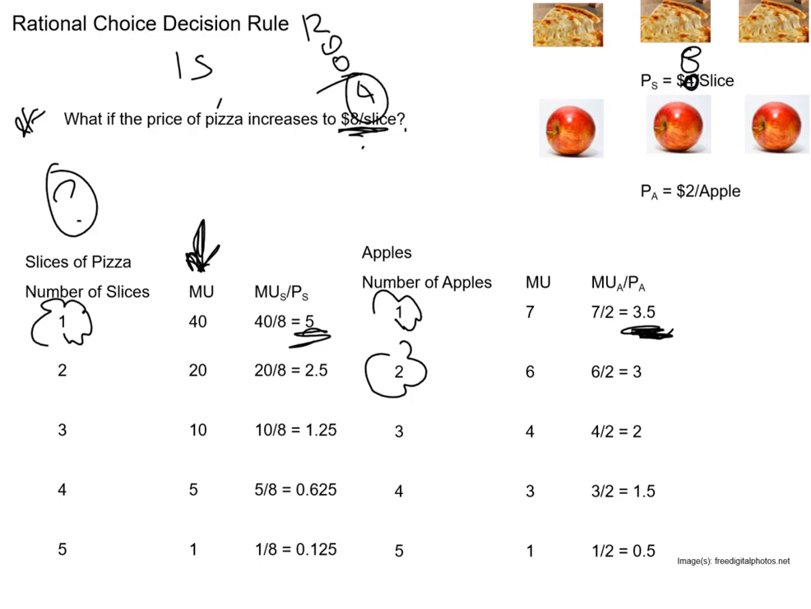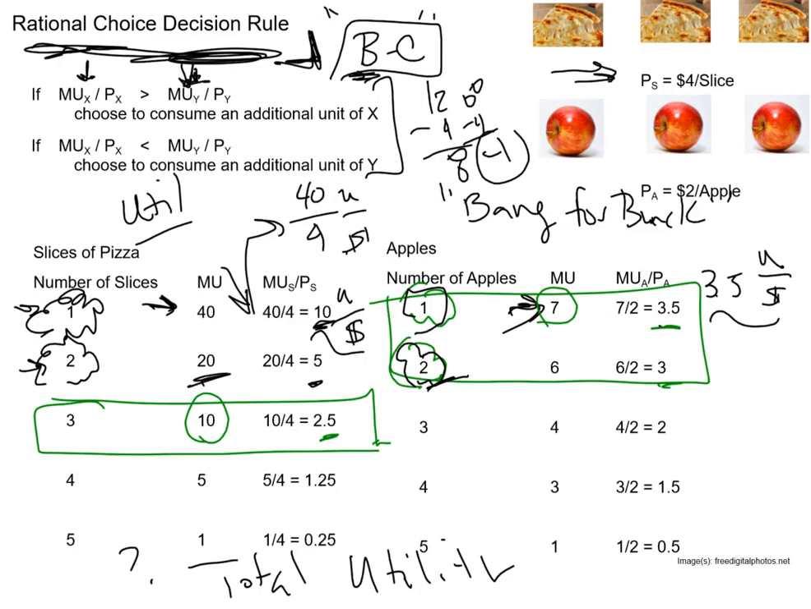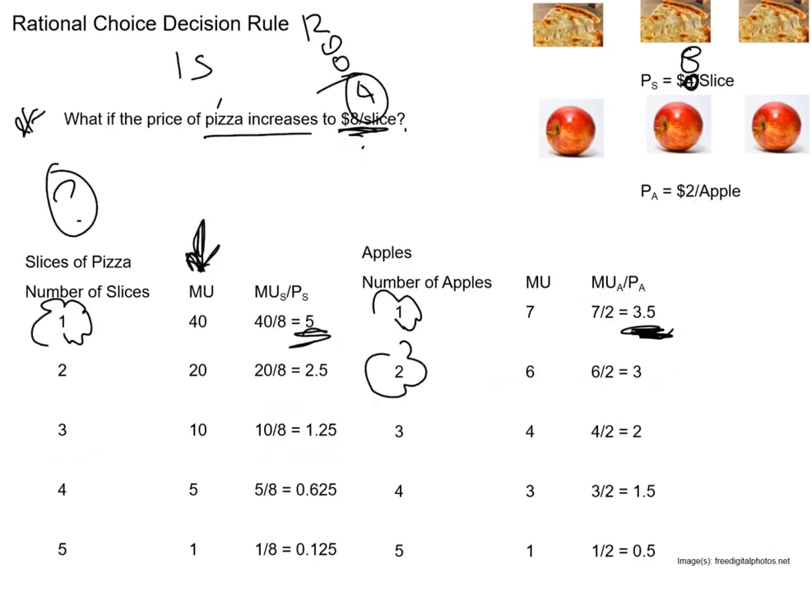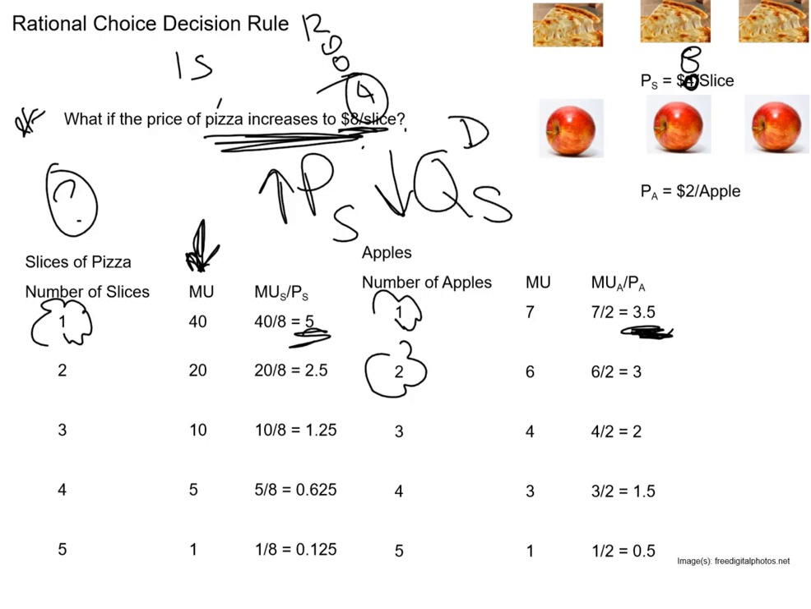Notice, if we go back and forth between this story and the previous story, in the previous story we were buying 2 slices of pizza and 2 apples. Now, when the price of pizza went up, what happened to the amount of pizza we wanted to buy? The amount of pizza that consumers wanted to buy got smaller. You know what this is, right?